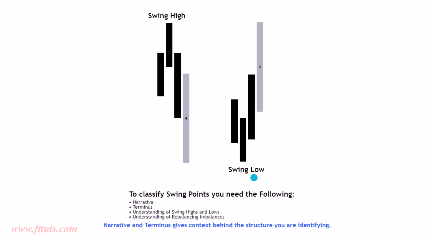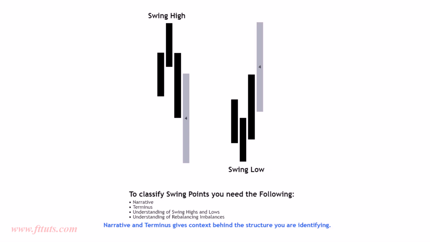So now that you understand swing highs and swing lows, it's time to classify swing points. When I talk about classifying swing points, it's basically like framing long-term highs, long-term lows, intermediate-term highs, intermediate-term lows, or short-term highs, short-term lows. So you need to put them in a category, and this is what makes ICT Advanced Market Structure technical science.